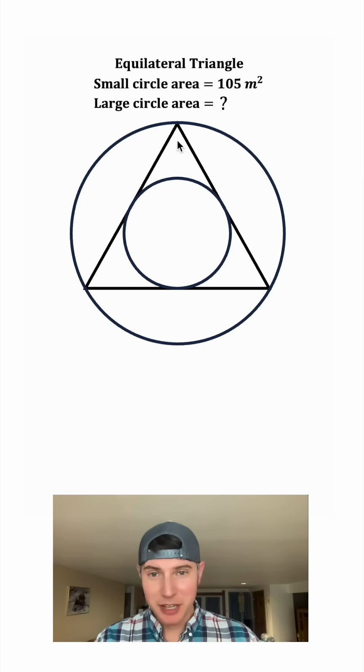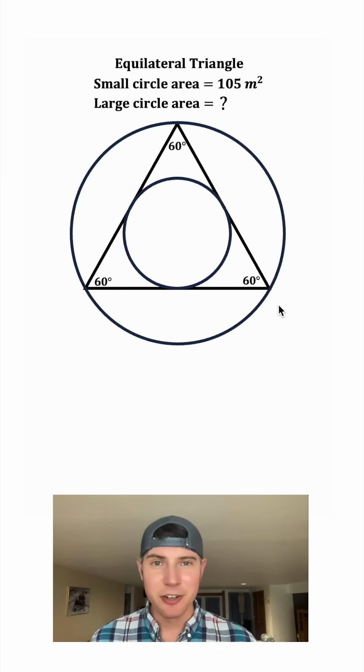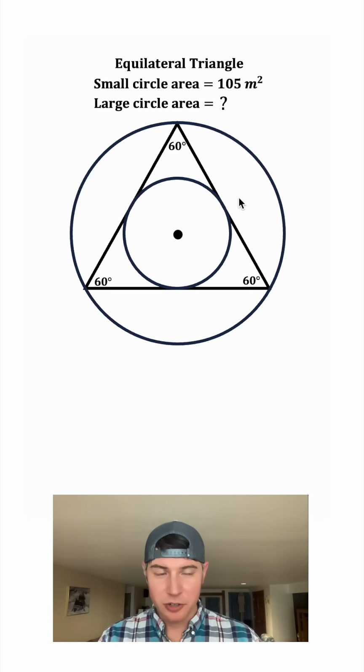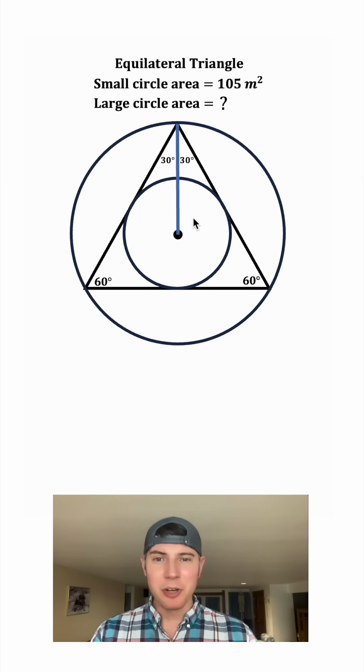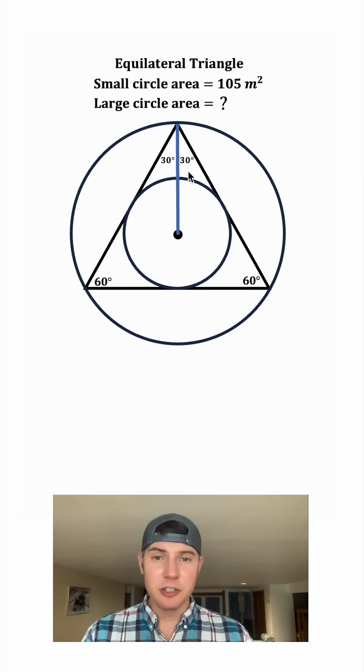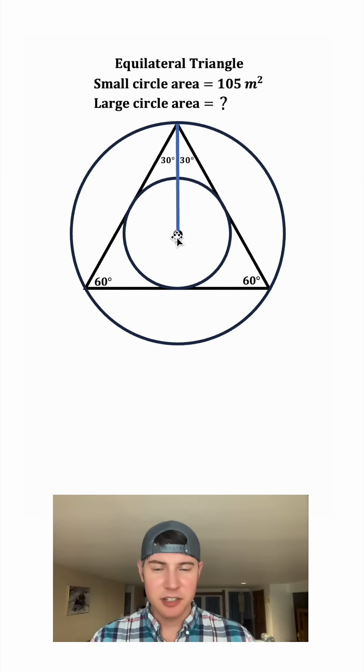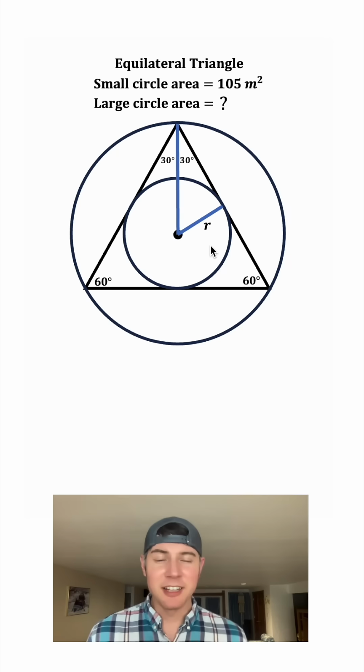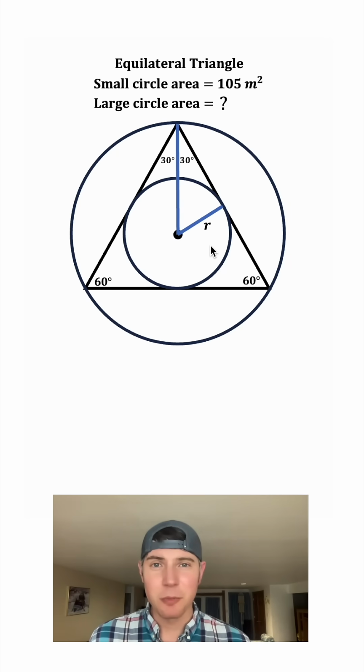So first I'm thinking, since it's an equilateral triangle, we know that each of these angles is equal to 60 degrees. And if we find the center of these circles and drop the angle bisector to that point, it's going to cut this 60-degree angle into two 30-degree angles. And next, let's connect this radius from here to here. Now let's label it R since it's the radius of the smaller circle.